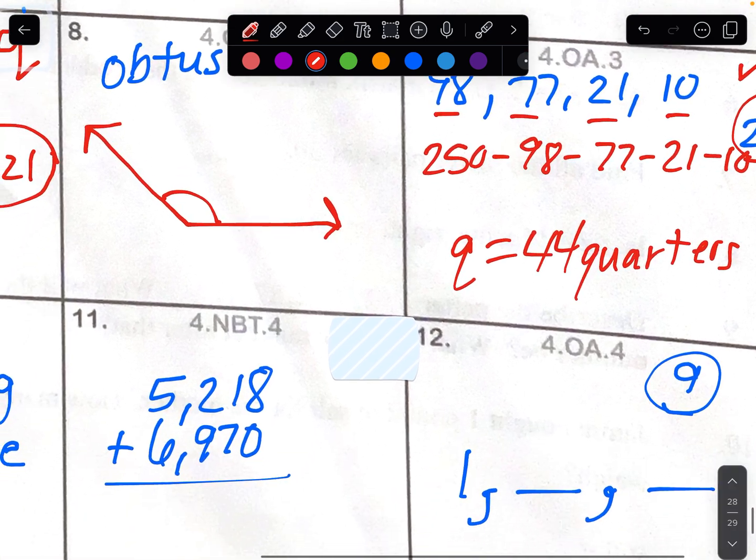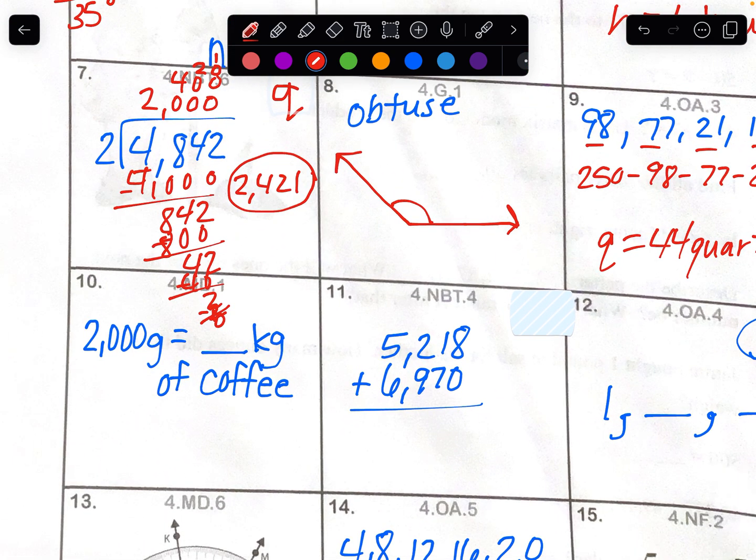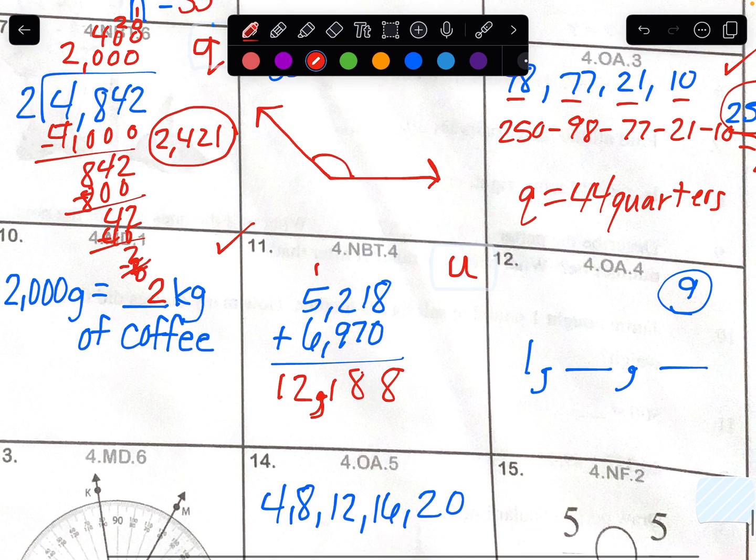All right, number 10, we're talking about coffee. All right, 2,000 grams is how many kilograms of coffee, and that is 2 kilograms of coffee. All right, 11, finding the sum. 12,188 is the sum. Another secret letter, U. So you have E, E, Q, U.